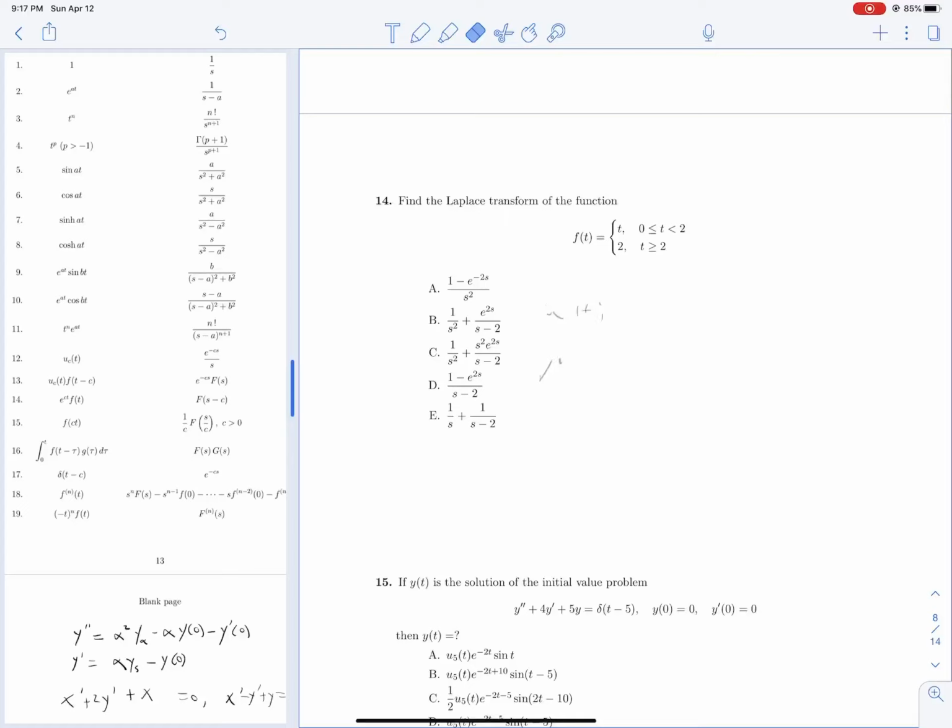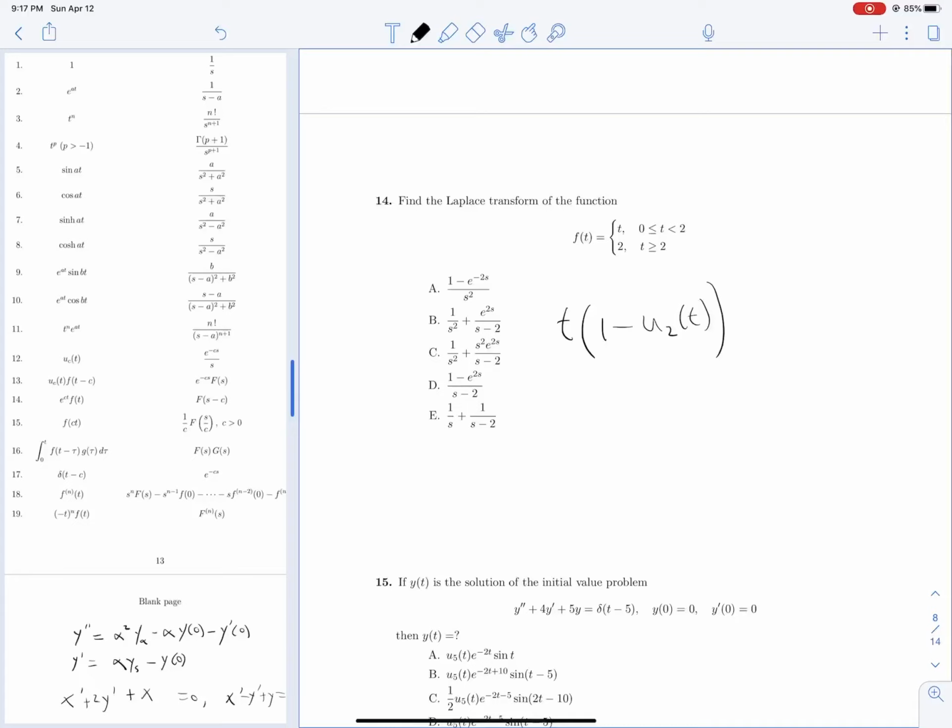So we can use this fact to model this. From between 0 and 2, we want our function to be equal to t, so we can have t times 1 minus u2 of t. Let's see what this will do.